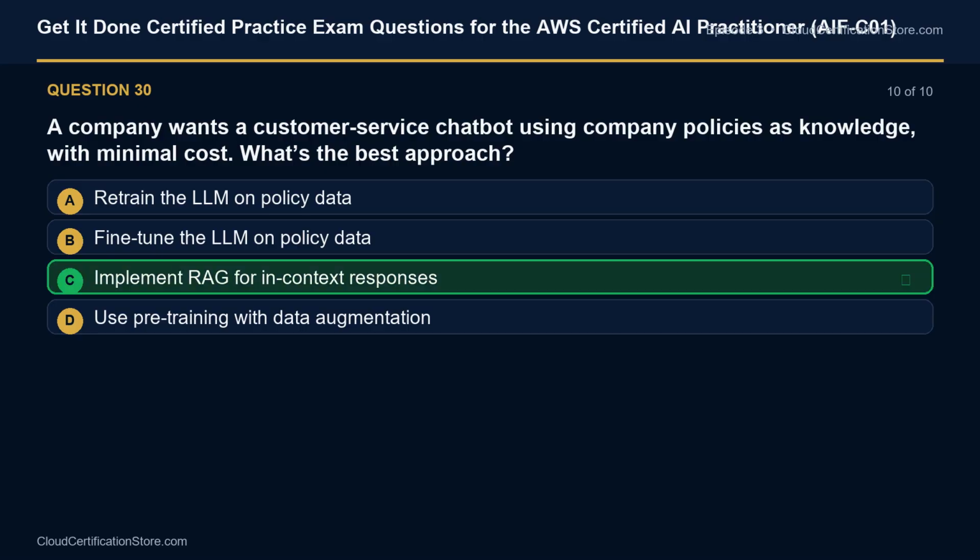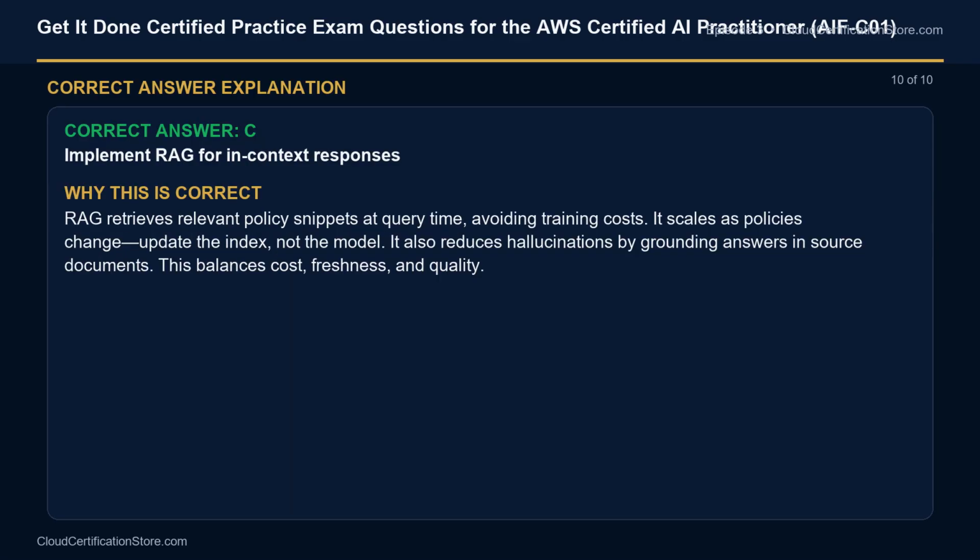The correct answer is C. Implement RAG for in-context responses. Explanation. RAG retrieves relevant policy snippets at query time, avoiding training costs. It scales as policies change. Update the index, not the model. It also reduces hallucinations by grounding answers in source documents. This balances cost, freshness, and quality.